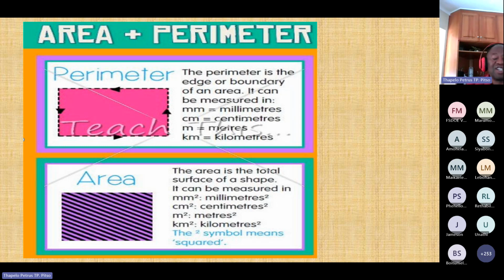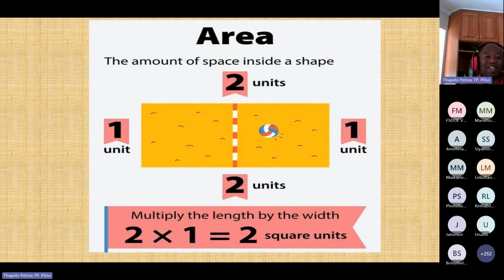And how it's measured, it depends what units you're given, millimeters, centimeters, meters, or kilometers. So the area is the space within and bounded by the dimensions, length, or your breadth on the outside. Right, area here, the amount of space inside the shape.